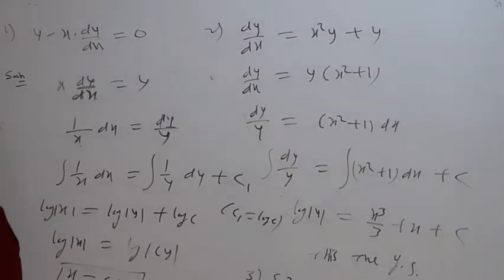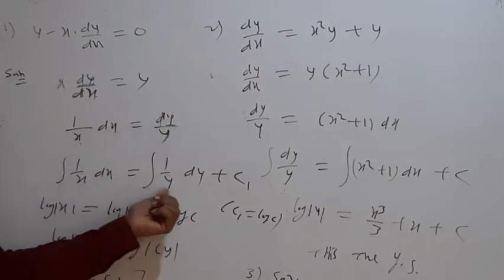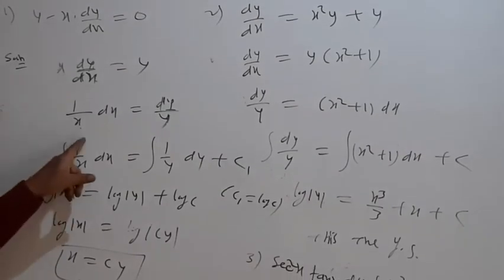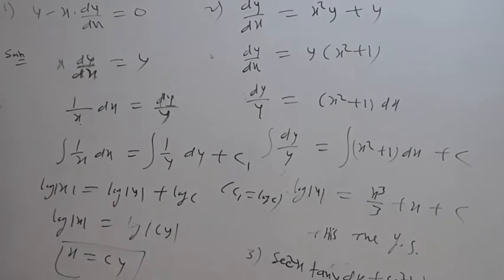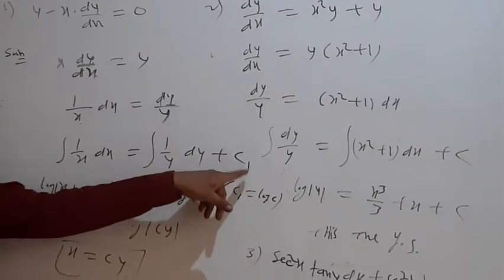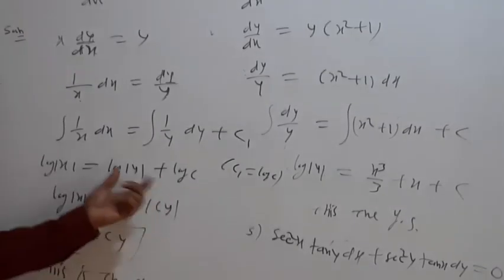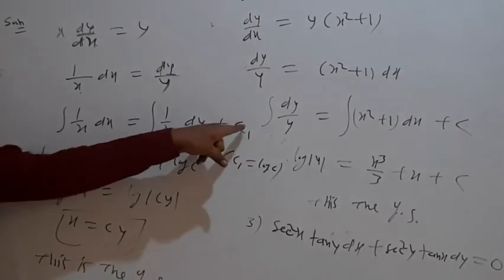Integrating, we get the general solution. Integrating both sides, integration of 1 by x dx and integration of 1 by y dy plus constant c1. What is integration of 1 by x? Log x. What is integration of 1 by y? Log y. Plus c1, replaced by constant log c. For cancelling log, we take the other constant c1 replaced by log c.